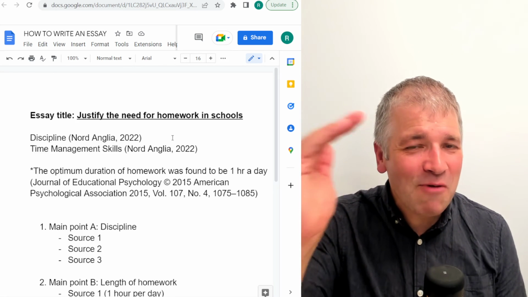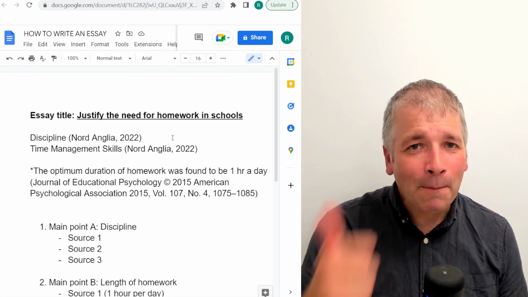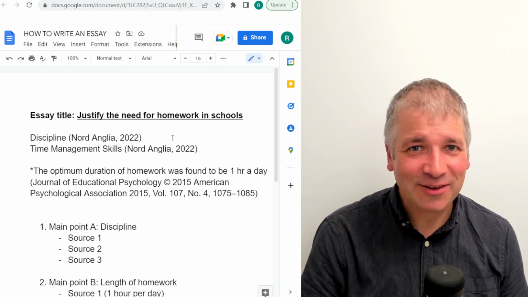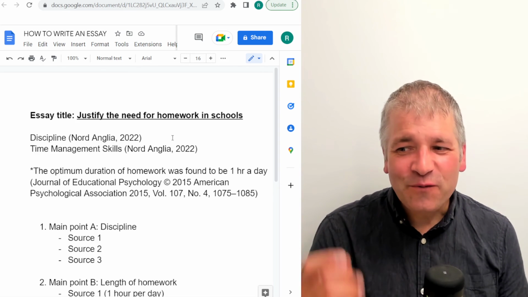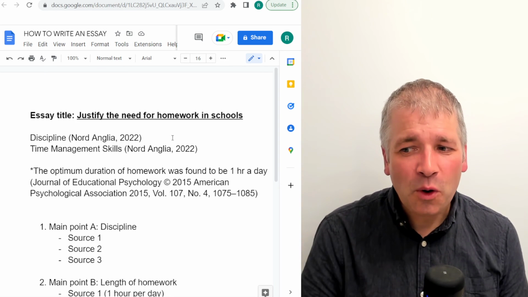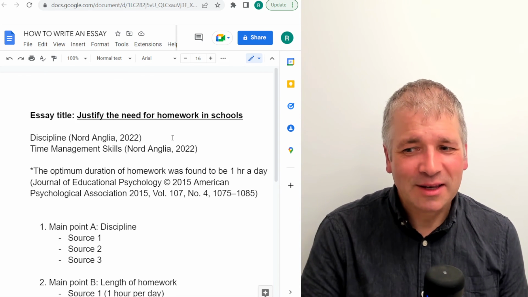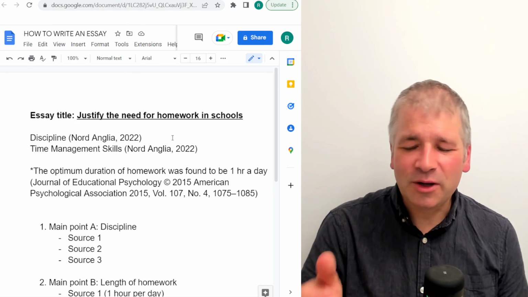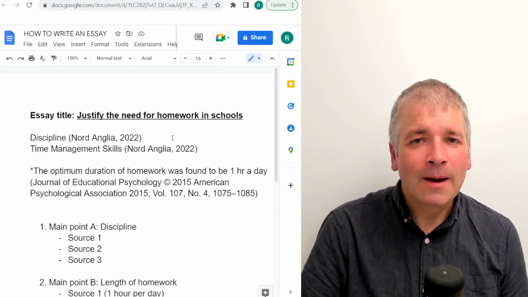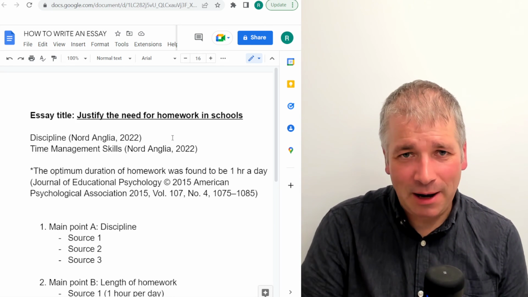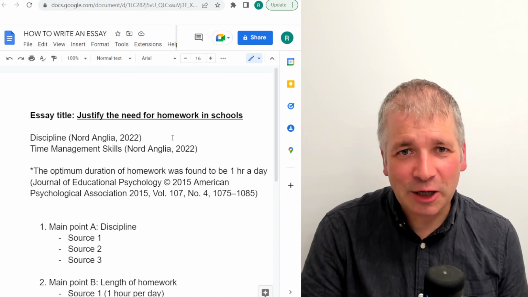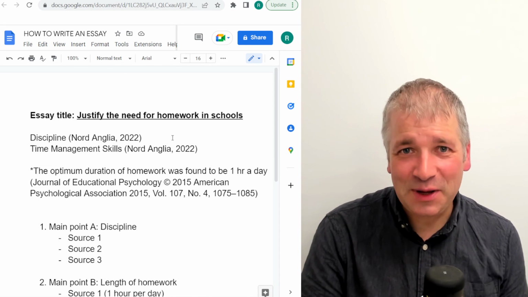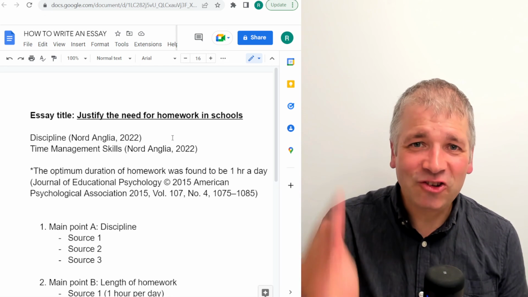Let me quickly run through those steps again. Number 1, read the instructions. Number 2, analyze the title. Number 3, find evidence. Number 4, organize the evidence. Number 5, make paragraphs logically based upon your themes or subtopics. Number 6, write the main body paragraphs. 7, write the conclusion. 8, write the introduction. 9, bibliography and references. And 10, check your work.